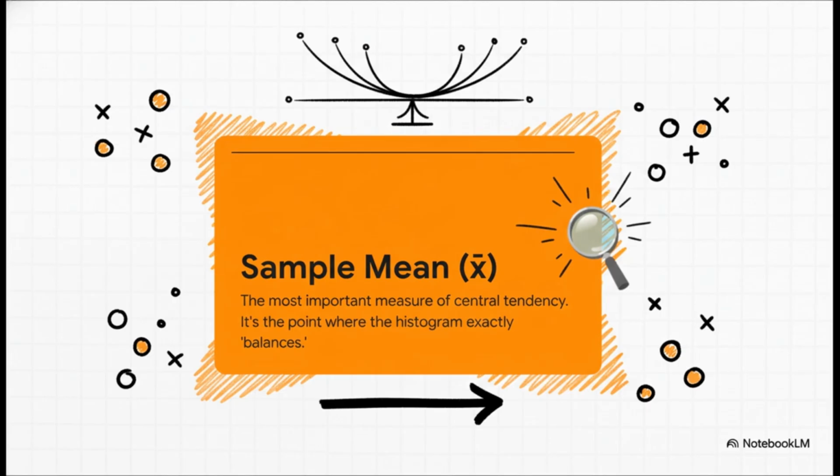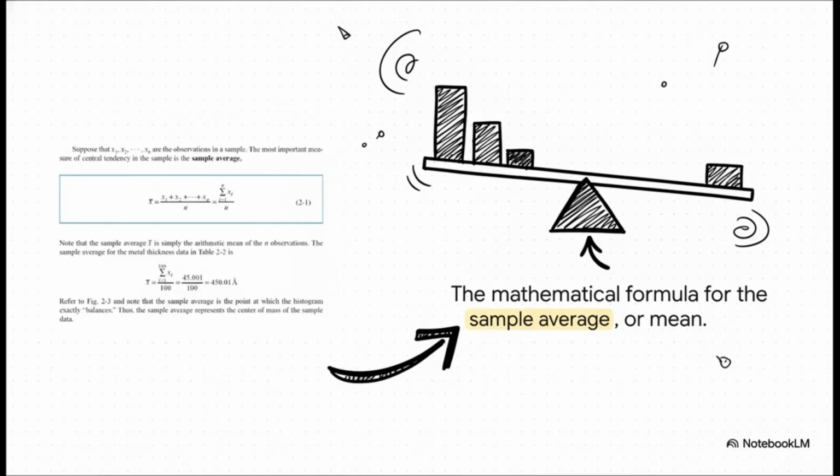This tells us the central tendency of our sample. It's the one single number that best represents the typical value in our whole data set. Now, don't get hung up on the formula itself. The key idea here is to think of it as the point at which the histogram exactly balances. So imagine our histogram from before was a real physical object. The mean is the exact spot where you could put your finger underneath it to make it balance perfectly. It's the data's center of gravity.